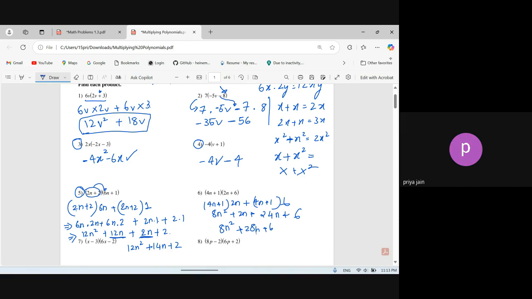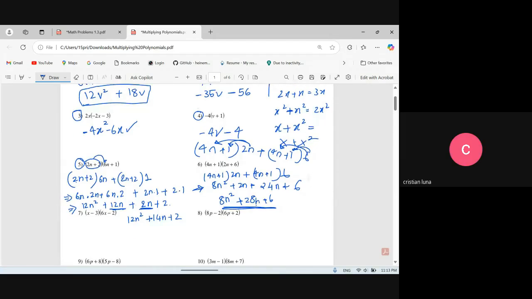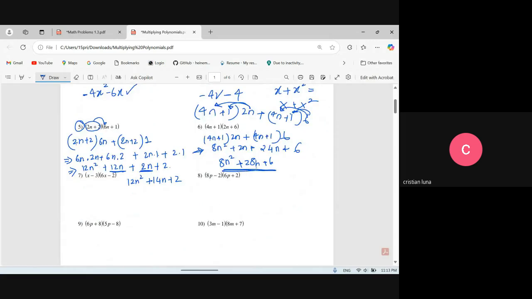So in this case, what we do is we split it this way: 4n plus 1 times 2n, plus 4n plus 1 times 6. Now we do the same thing. Multiply this, multiply this, multiply this, multiply this. And then in the end, we get this answer. I think I combined like terms after multiplying. Okay, sorry, I'm trying to understand my mistakes.